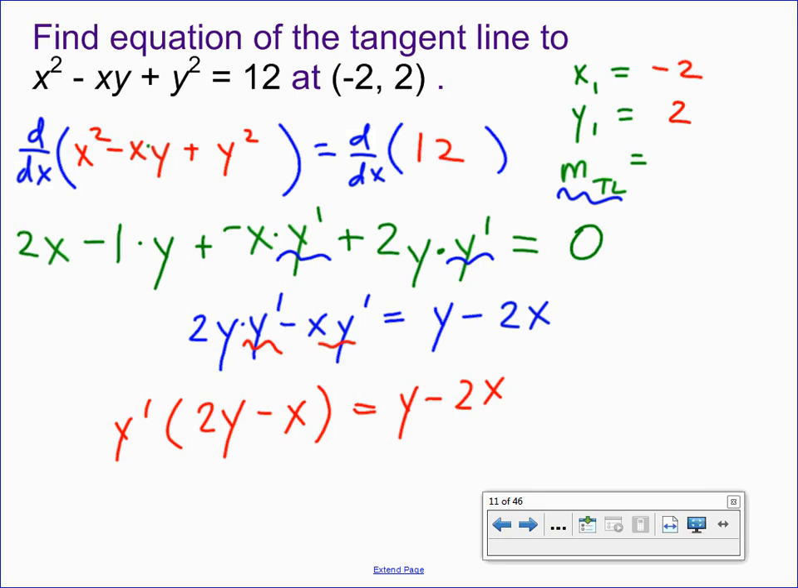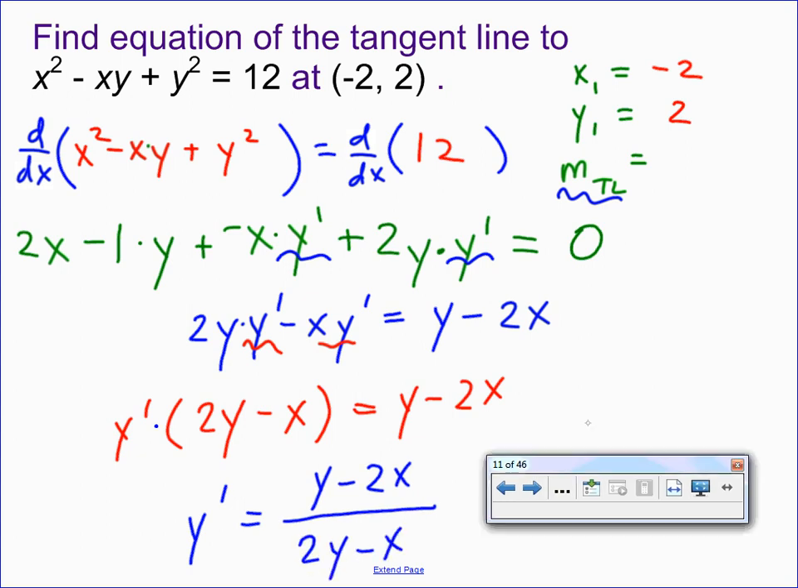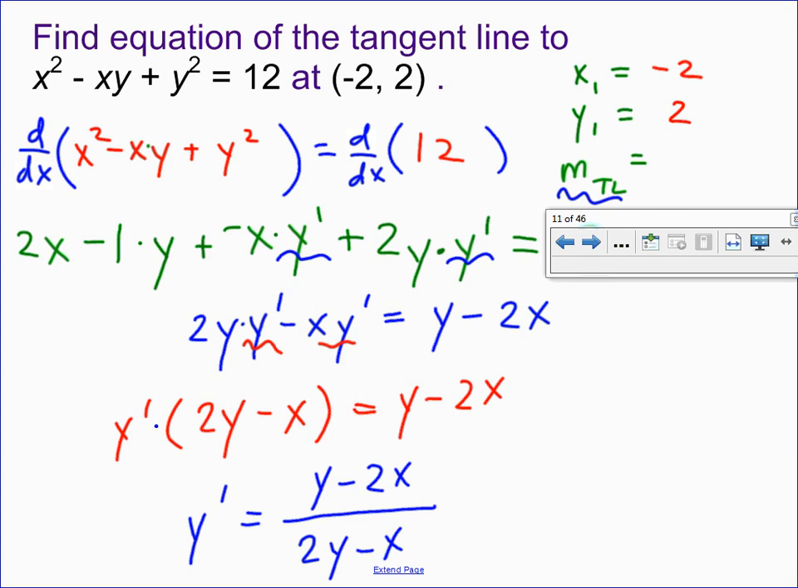How will we get y prime alone here? Paul? Divided by 2y minus x. Absolutely. We'll simply undo that multiplication, right, to get my y prime alone through division. So we'll divide both sides by that. So y prime equals, we'll divide both sides by 2y minus x, and I get y minus 2x all over 2y minus x. So we solve through division by undoing that multiplication.